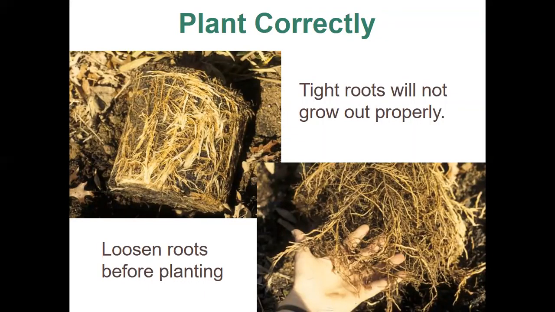Plant these plants correctly. Whenever you buy it from the store, take it out of the pot, and make sure it has good roots before you leave the nursery or the box store. Score it, which means actually go through and cut those roots, because you don't want those roots to continue growing around in a circle. Our goal is to break these roots out so that they can go right out into the soil that's already there. Loosen the roots before planting because tight roots will not grow out properly. Just take a knife and go through and score the root ball a couple of times.